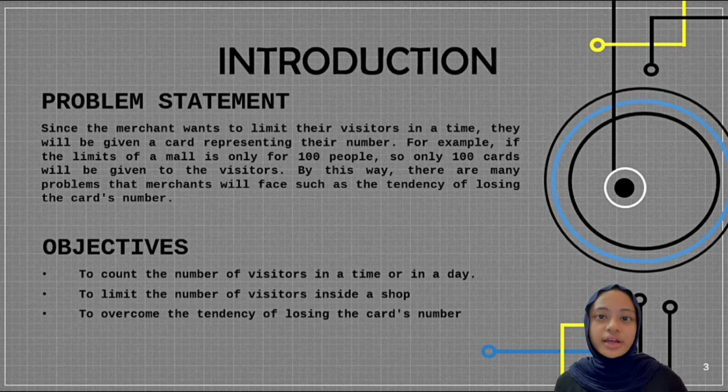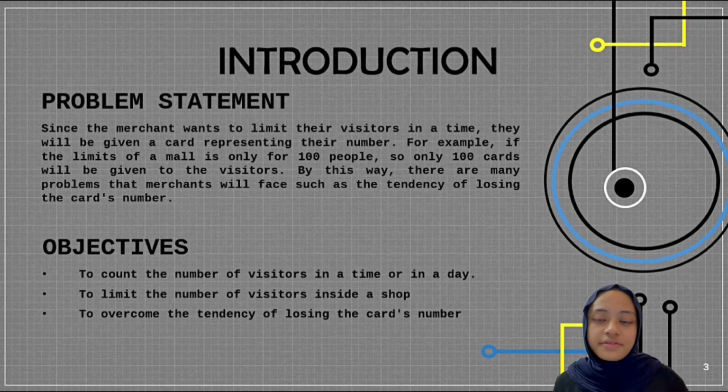The reason why our group decided to do a visitor counter project is because nowadays we can see that merchants want to limit their number of visitors at a time due to the COVID-19 standard operational procedure, or more likely to be known as SOP. Thus, visitors will be given a card representing their number. For example, if a mall only limits 100 people, then only 100 cards will be given out.